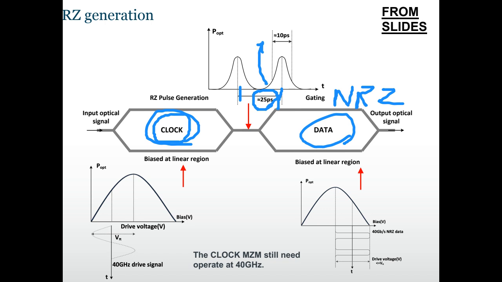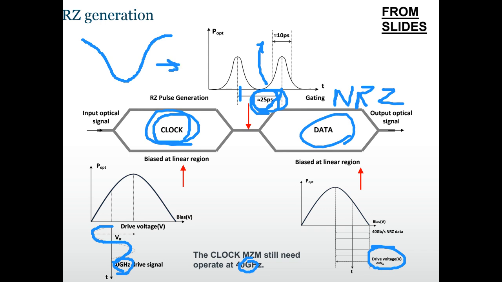So in order to obtain this optical bandwidth, we need to drive the electrical signal with 40 gigahertz for the clock signal. And then for the data signal, it's the same. We drive it with 40. So we know that for MZM, the transfer function is actually cosine function. But sometimes we shift it by pi. So it becomes like this.